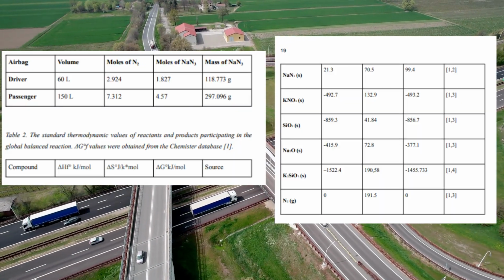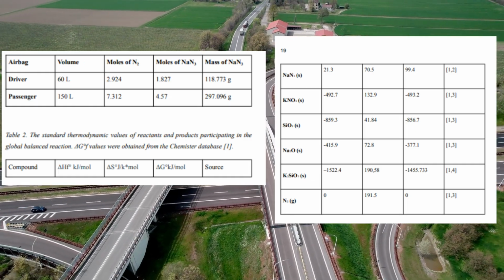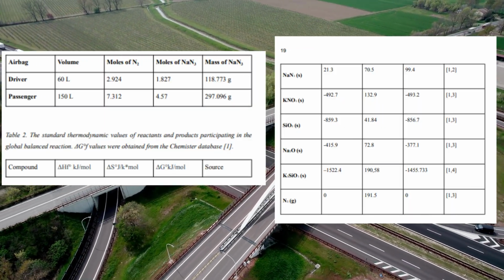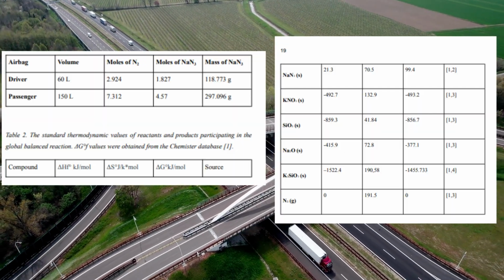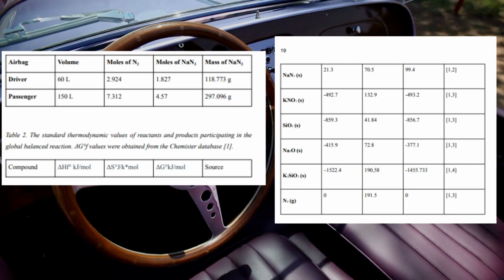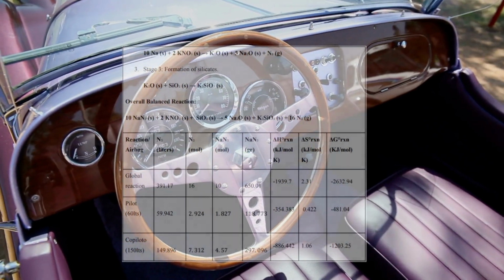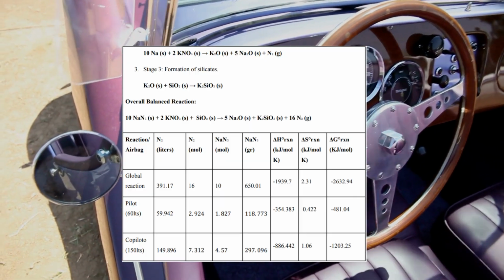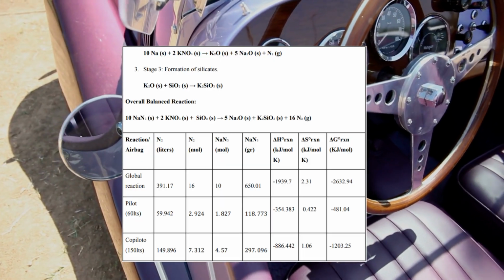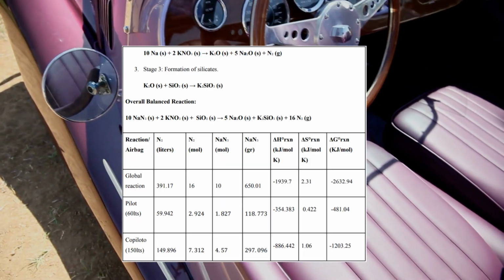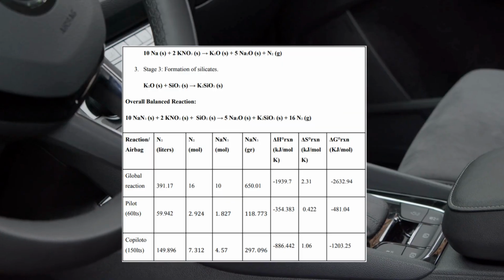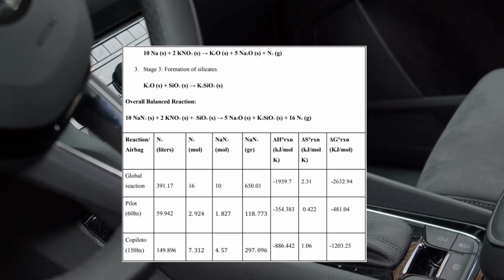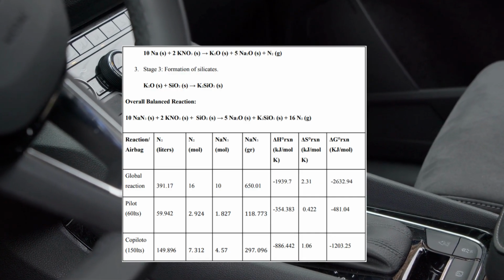Using the ideal gas law, PV equals nRT, at 1.2 atmospheres and 300 Kelvin, the nitrogen required is: driver, 2.924 moles of nitrogen; passenger, 7.312 moles of nitrogen. From the global reaction, every 10 moles of NaN3 produce 16 moles of nitrogen. Using this ratio, the driver airbag requires 118.8 grams of NaN3, and the passenger airbag requires 297.1 grams of NaN3. These numbers reflect the theoretical mass of reactant needed to generate the required gas volume.